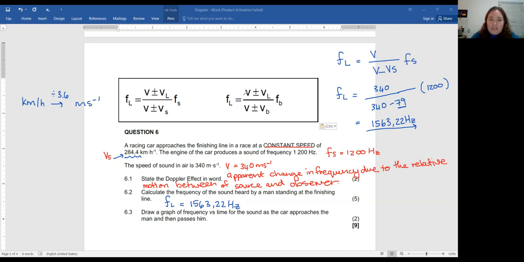Then you are asked here to draw a frequency versus time graph for the sound as the car approaches the man, then passes him. Now you'll notice here that they don't say anything about putting values on it. So I'm going to very quickly pause and give all of you a chance to answer this last question just before we go through it together. Okay, so quickly answer the last question and then we'll be done properly for today.